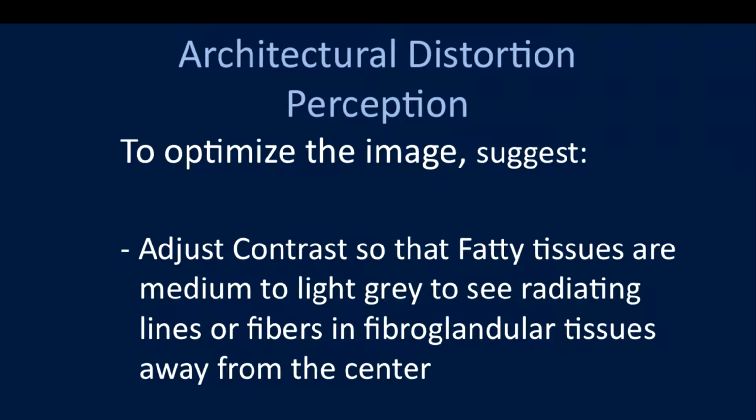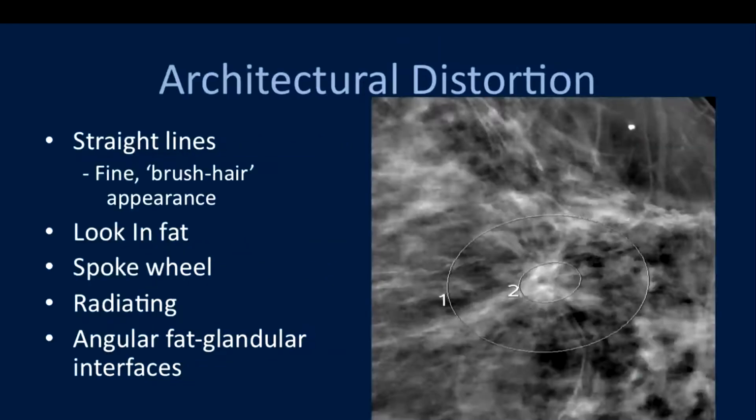Okay, to optimize the image, I suggest that you make the fatty tissue on the medium to light side, so you can see those lines that are radiating in the fibroglandular tissues that are not at the center. So let me just point out what that is on this picture. What you're looking at are the lines out here away from the central density. You want to be able to interrogate and see the straightening of these lines out in the fat. And so regardless of whether there's a central density or not, this out here in the perimeter is really what's going to give it away.